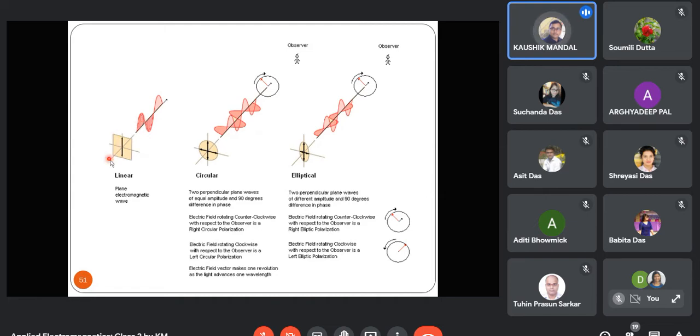This is the polarization, that is, the trace of the tip of the electric field vector. Forget about this one. What about this particular polarization? Anyone? Quick.